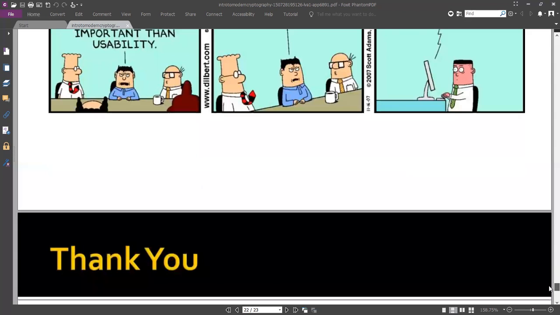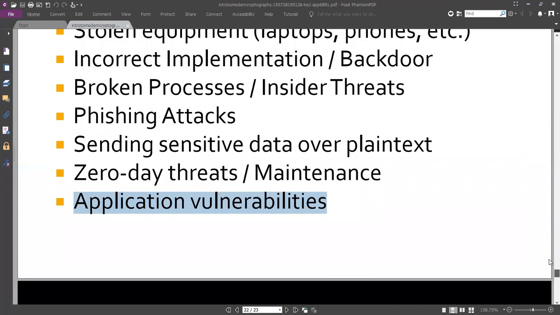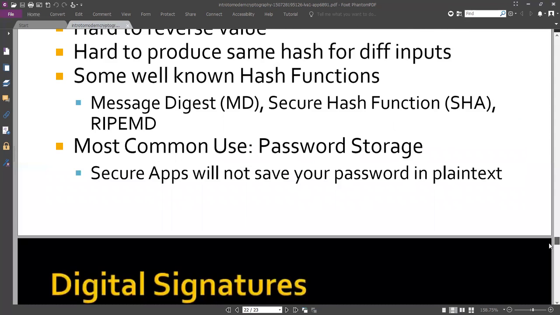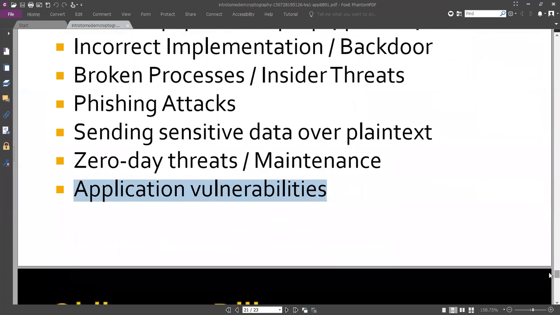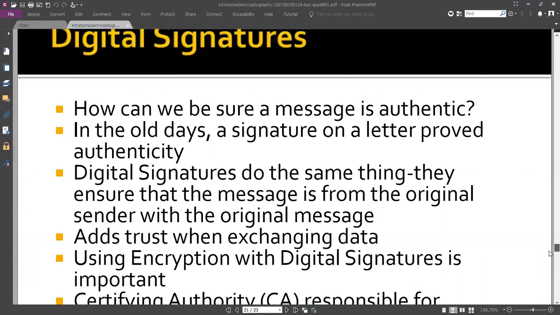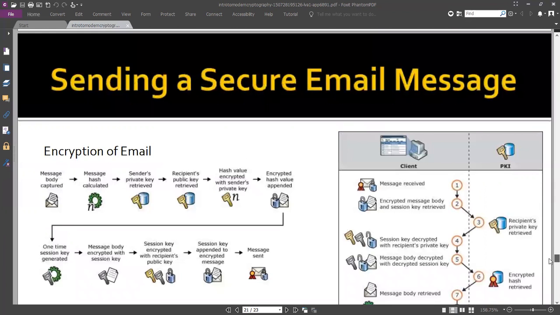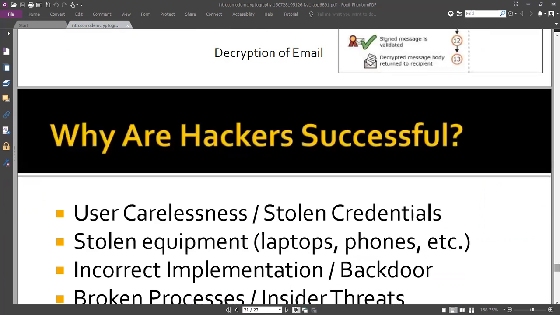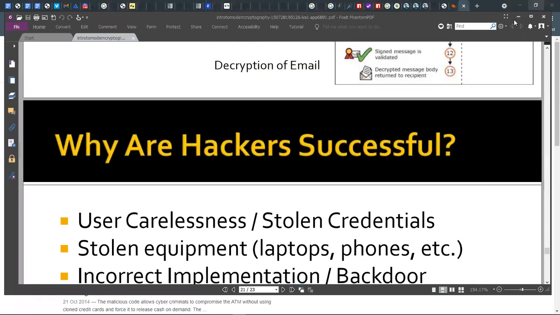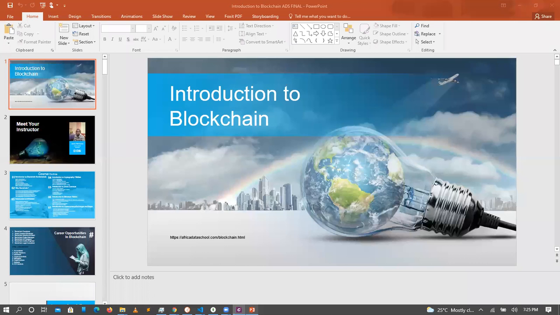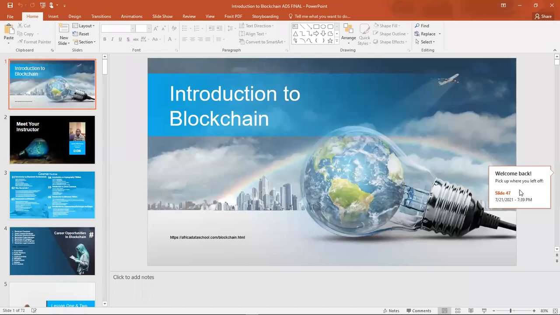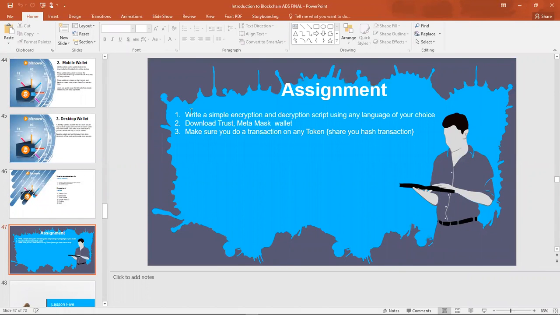So that marks the end of cryptography. Tomorrow I'll do a demo on how you can do the Caesar cipher and also how you can do an MD5. From this final, I've given an assignment on how you can write a simple encryption and decryption script using any language. I'll show you using either JavaScript or Python.